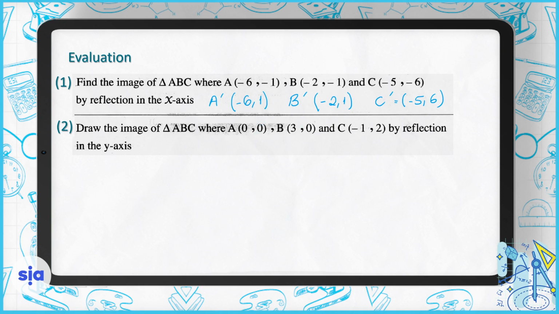Question 2. Draw the image of triangle ABC, where A has coordinates 0, 0, B has 3, 0, and C has coordinates negative 1 and 2, by reflection in the y-axis. We know that for reflection on the y-axis, we change the sign of x. So A dash remains as it is, 0, 0, because there is no negative 0. B dash will be negative 3 and 0, and C dash will be 1 and 2.